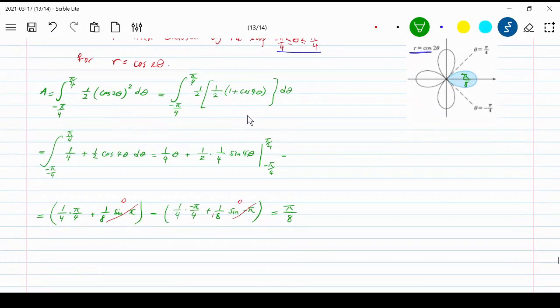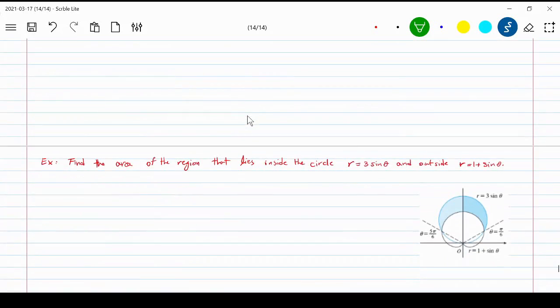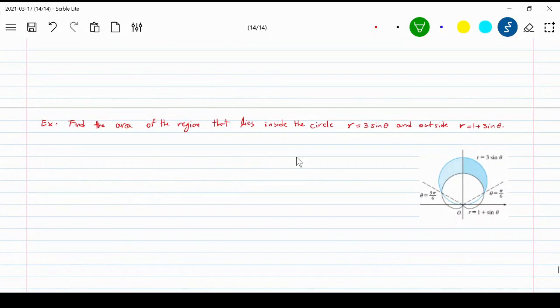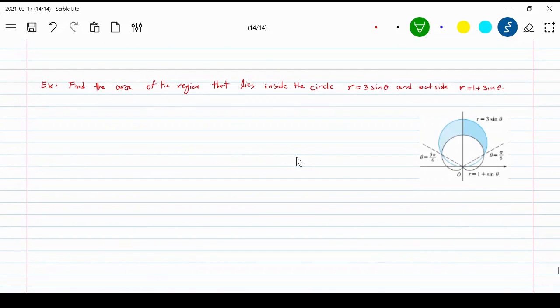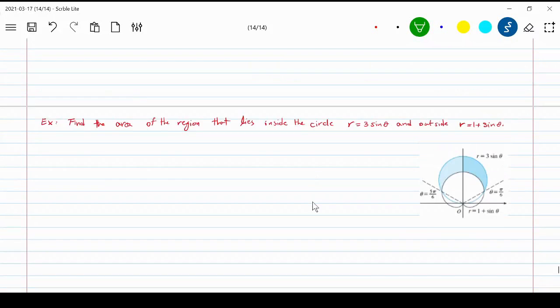It's just calculation. But sometimes you don't have that specific format. Here, find the area of the region that lies inside this circle and outside that center. So what you do is, if we don't know how to graph it, just first you need to figure out where is the intersection. If you remember, you had two functions and you were looking for the intersection.